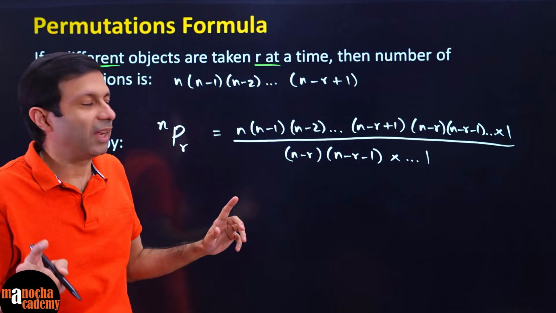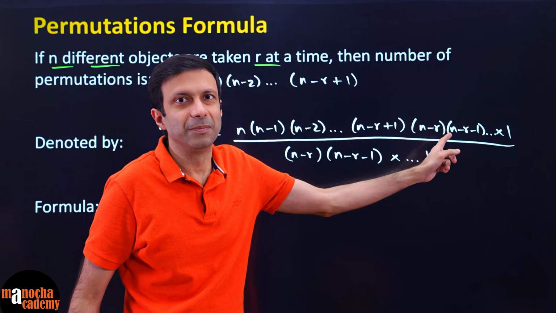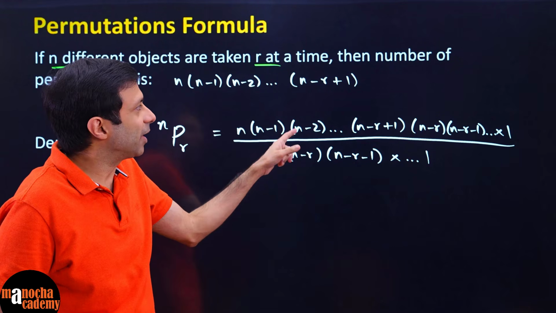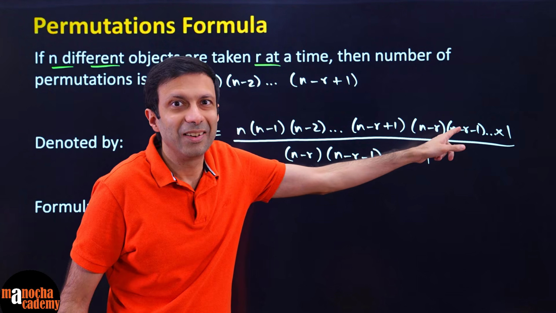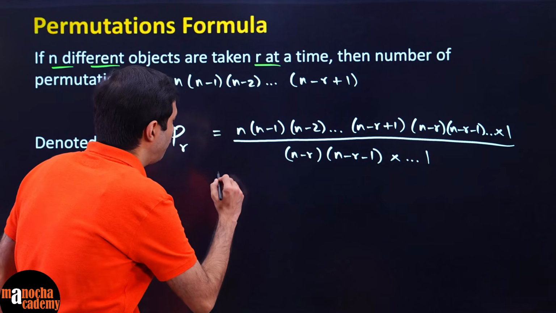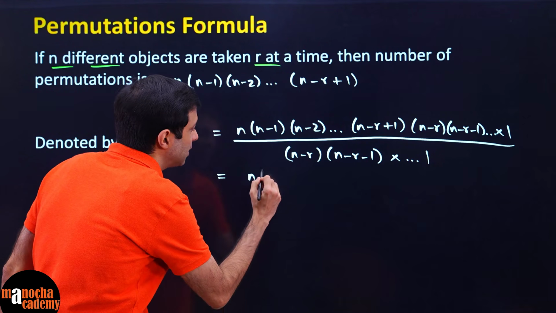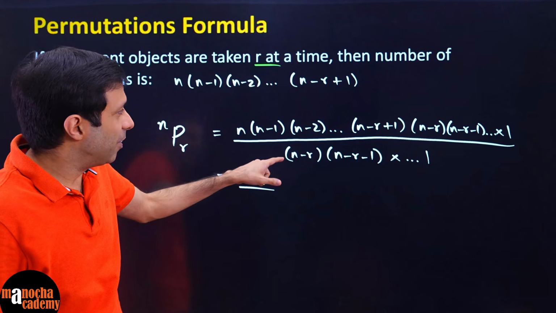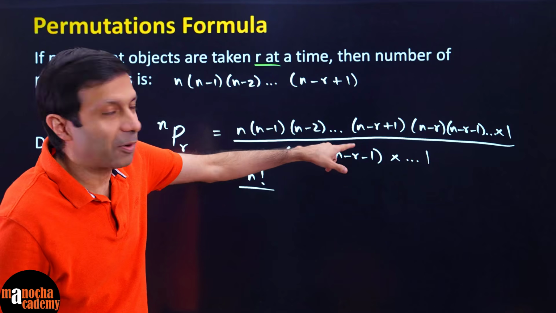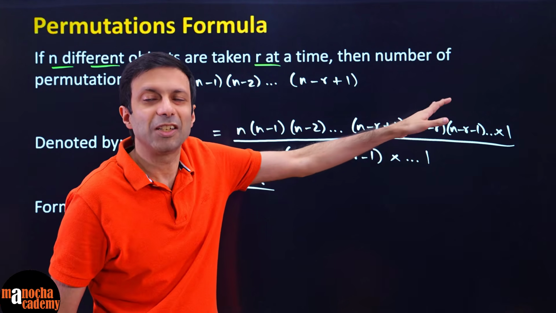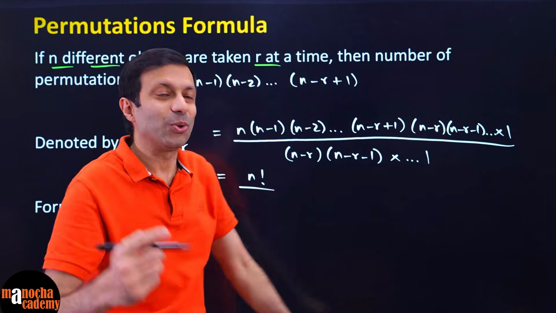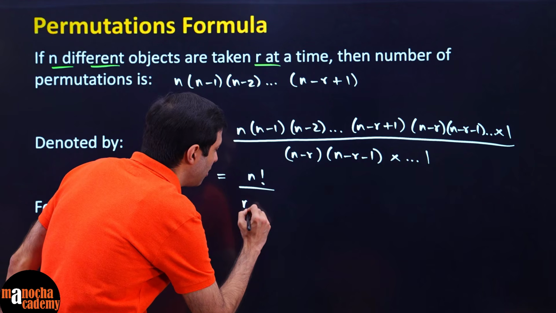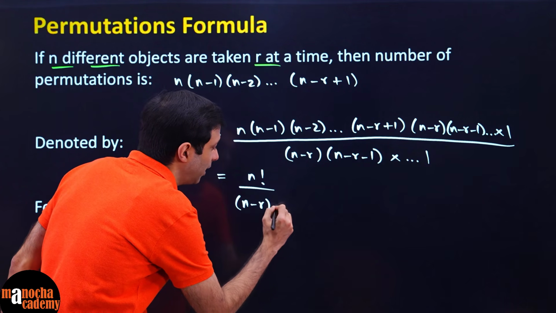Now if you look carefully, what is the numerator here? n times n minus 1 times n minus 2 all the way up to 1. This is nothing but n factorial. The numerator is nothing but n factorial. And what is the denominator? n minus r times n minus r minus 1 times n minus r minus 2 and so on all the way up to 1. So this is nothing but n minus r factorial.